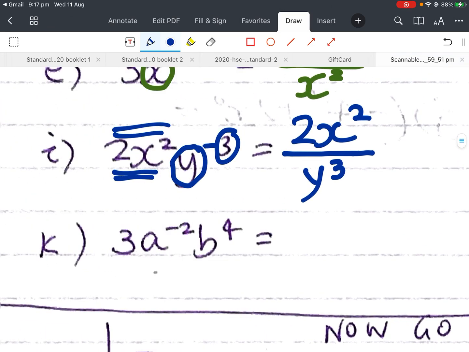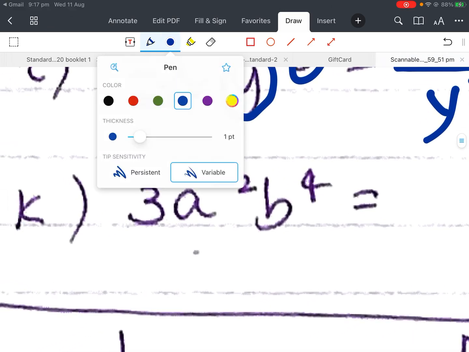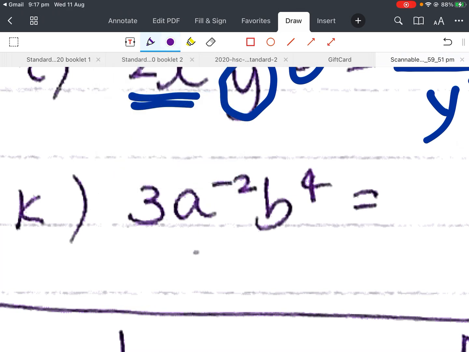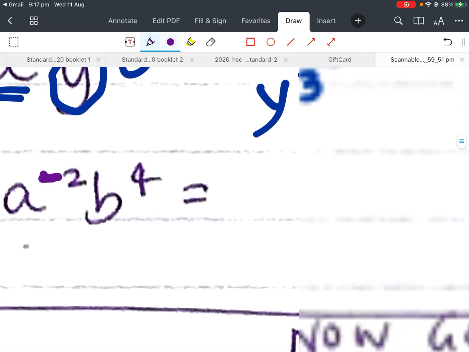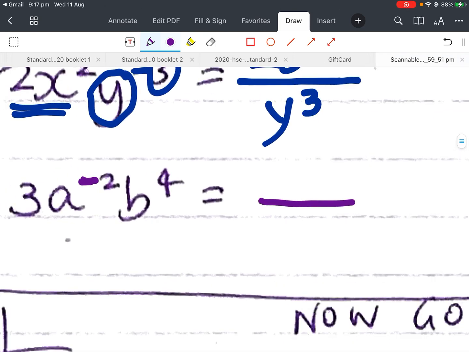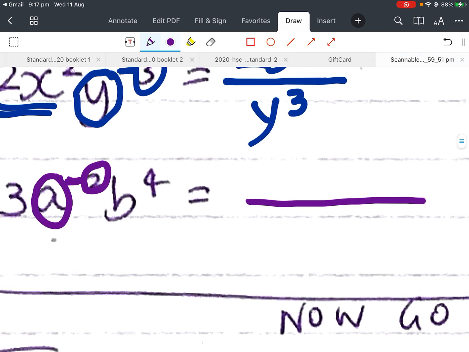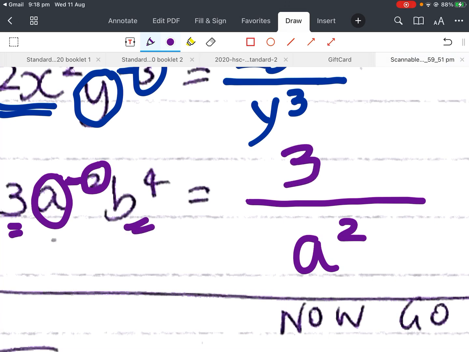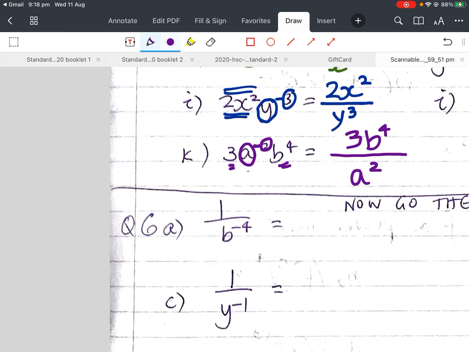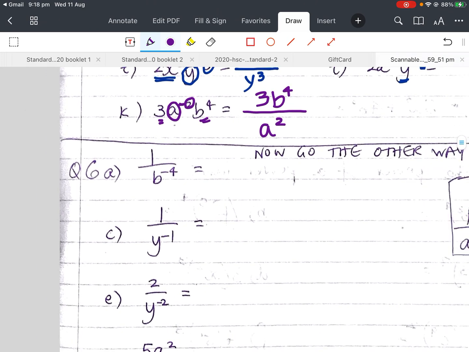Have a go at I, and I'm going to have a go at K. So pause the video if you want to have a go at K on your own. Otherwise, have a go with me. So first of all, figure out where the negative is. Here it is. So do your fraction line. What's on either side of the negative? I've got an A and I've got a 2. So that goes in the denominator. What's left? I've got a B to the 4 there and I've got a 3 there. So we write the number first, we write the letter second, and that's our answer. Okay, so let's try 6 now.